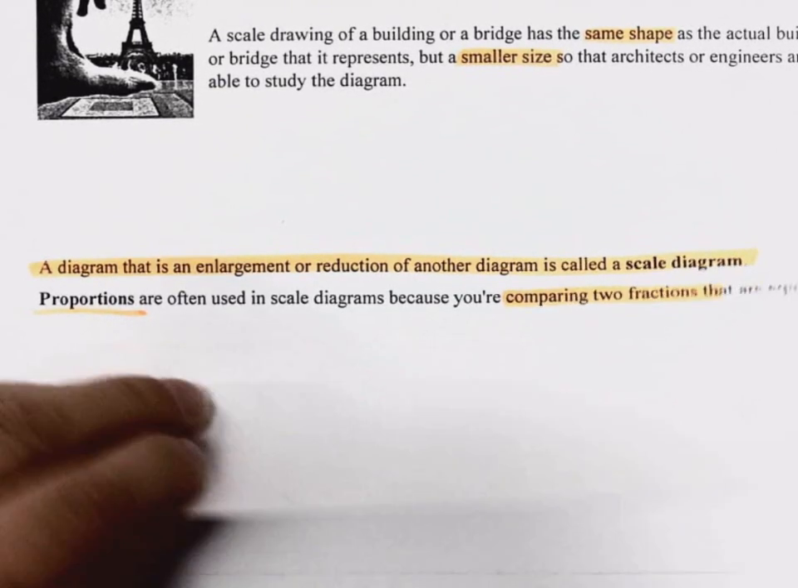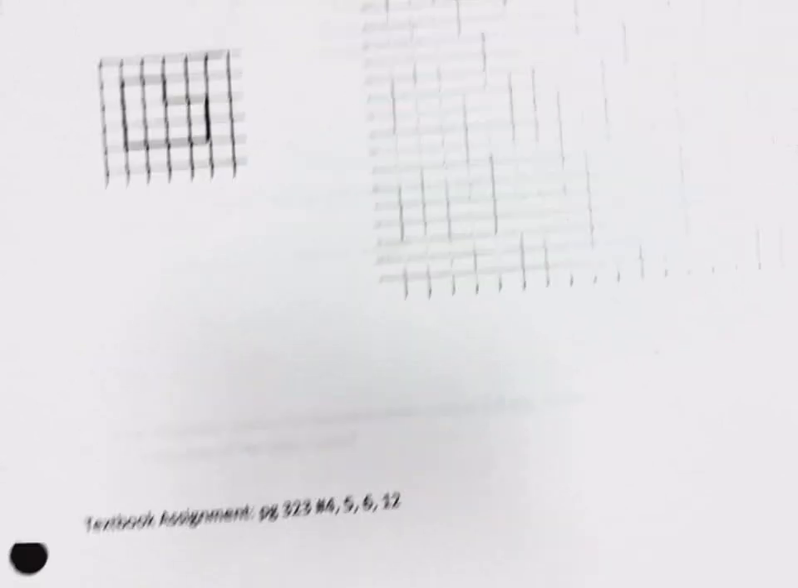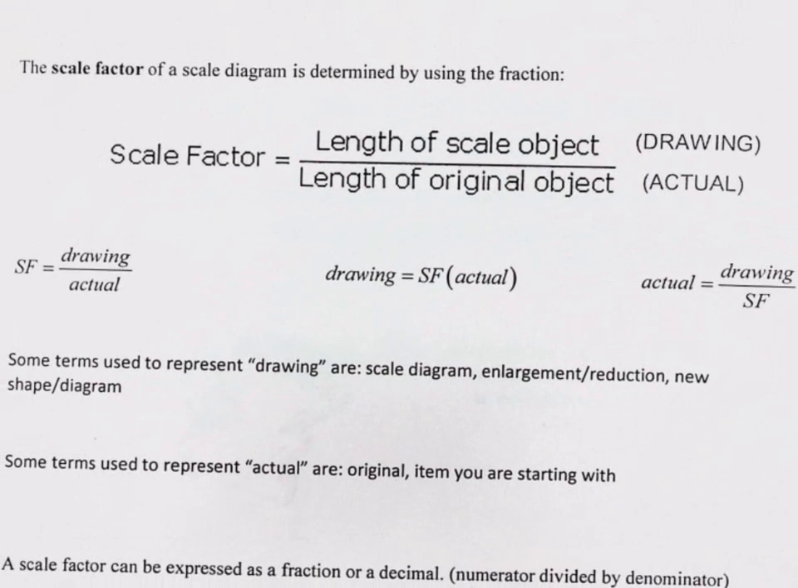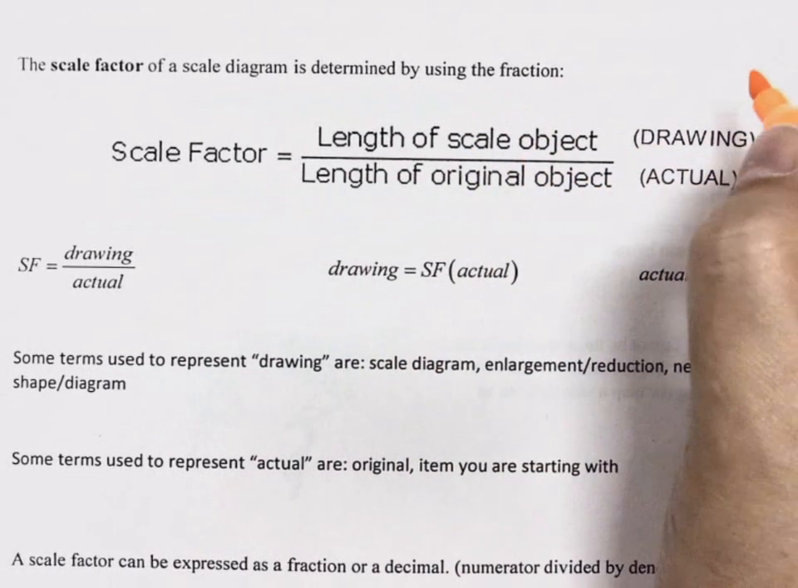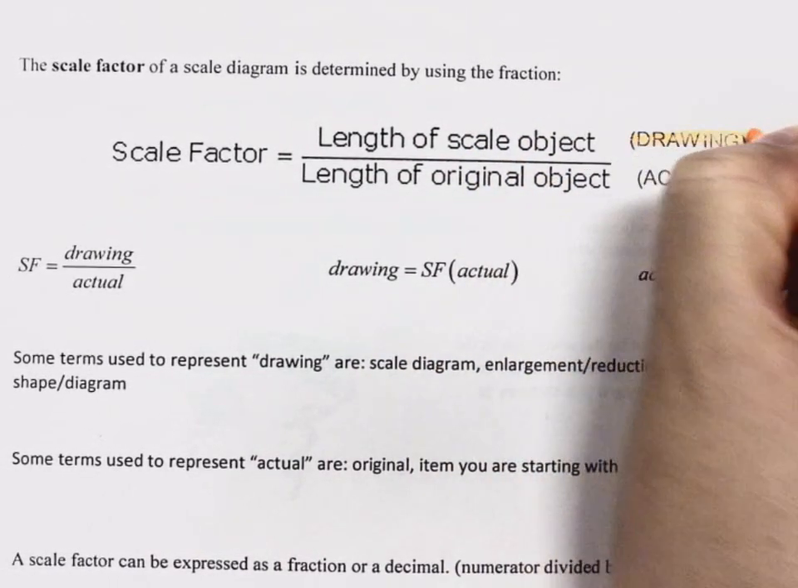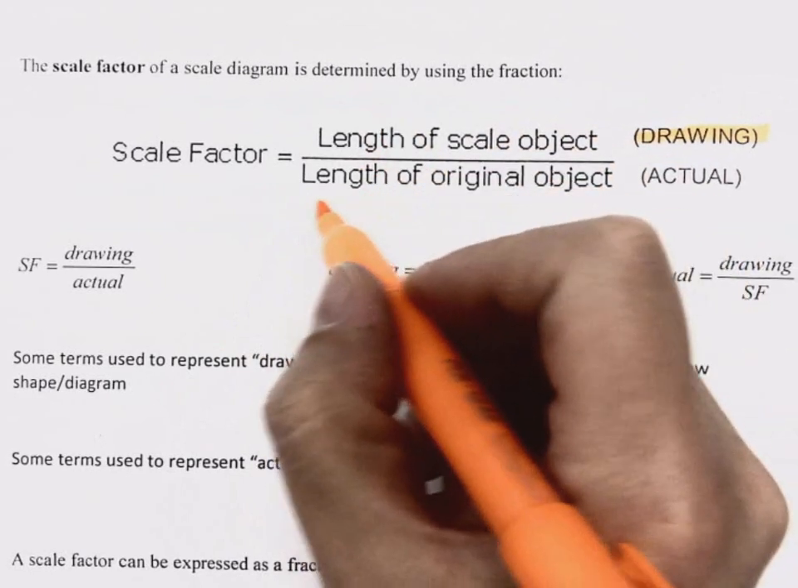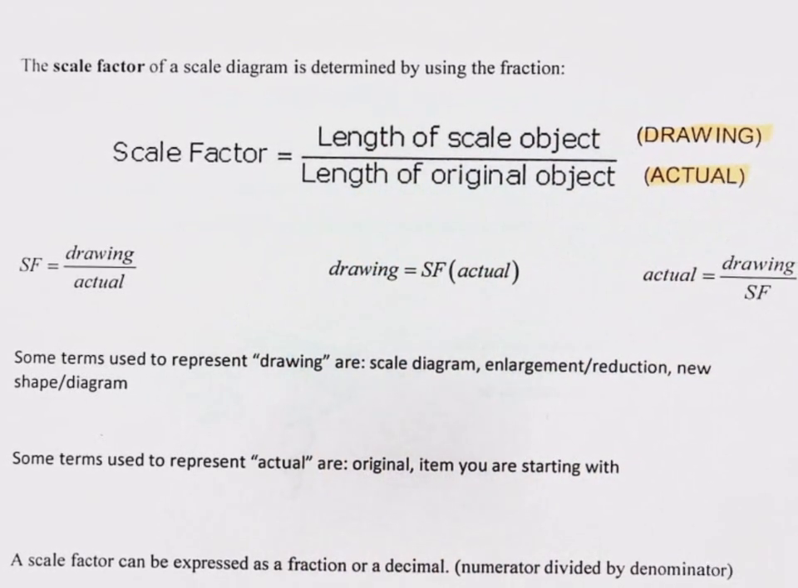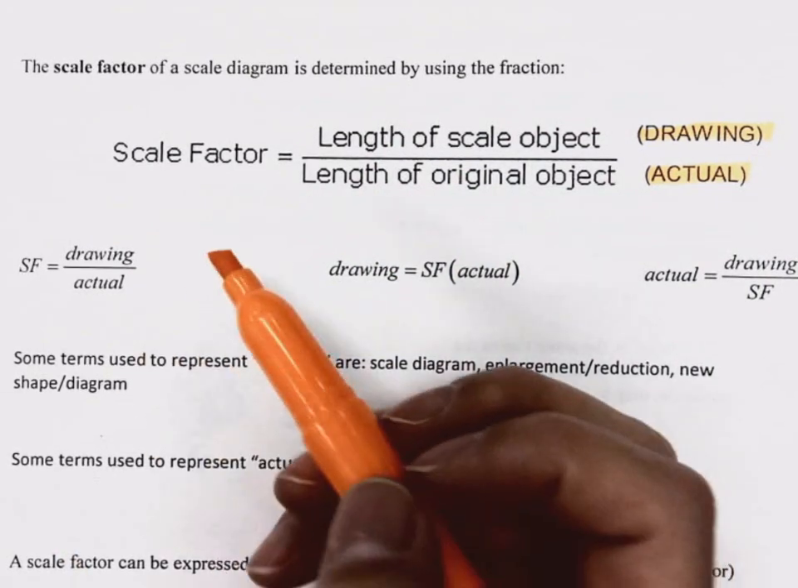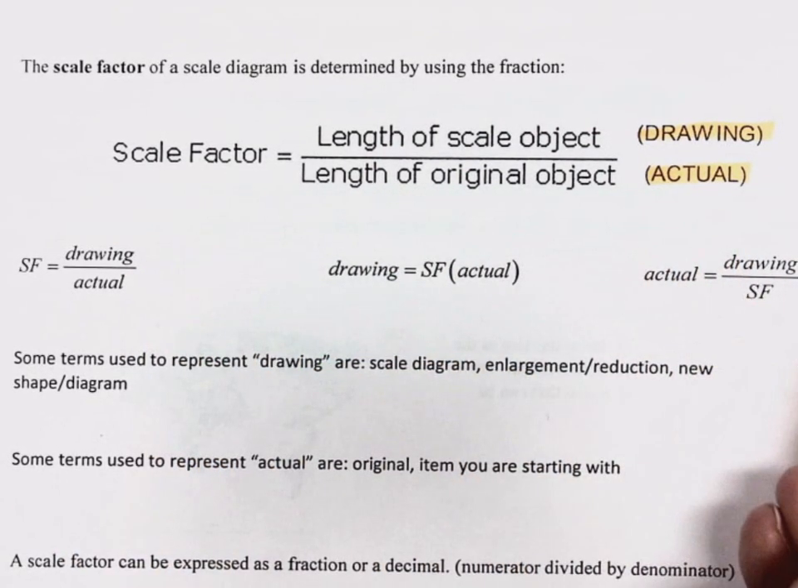All right, so we're going to be looking at two fractions and we're going to be doing some algebra. We're going to be using some formulas too. Okay, so here's the scale factor formula. To calculate your scale factor, you're going to take the length of the scale object, so that's your drawing, and you're going to divide it by the length of the original object, so the actual thing.